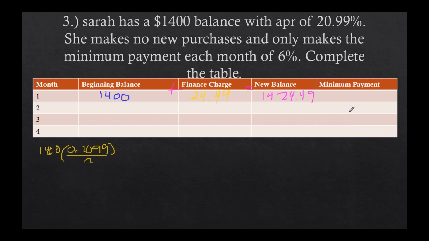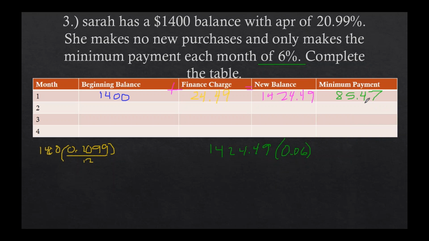Okay, so now let's think through the next piece. If my new balance at the end of the month is $1424.49 and I'm making a minimum payment of 6%, how will I find my minimum payment? You're going to multiply that by 6%. Exactly. So we take our $1424.49, multiply by 6%, which is 0.06, and your calculator spits out what? $85.47. You guys are on it today. I love it. So your minimum payment is $85.47.